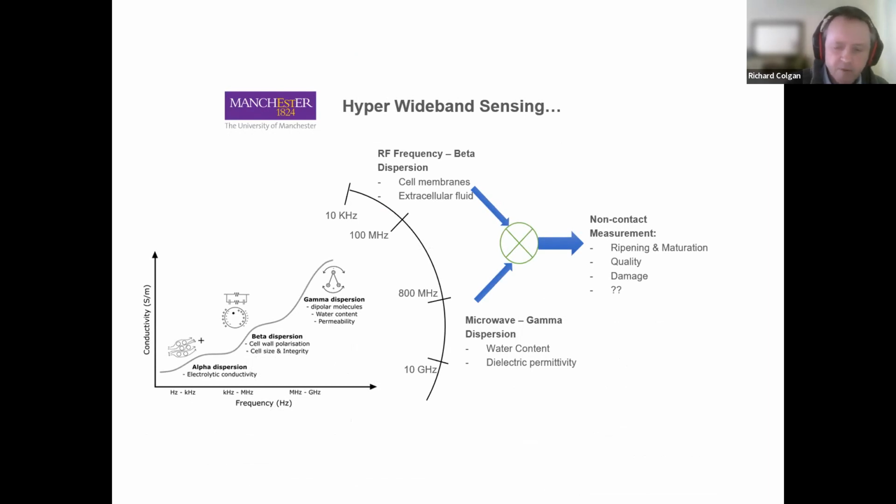At higher wavelengths, and microwave gamma dispersion wavelengths, you can also determine things like water content, which might be useful for dry matter determination. And then using scanning across several wavelengths, you might be able to understand not only about damage, but also potential for ripening and maturation.